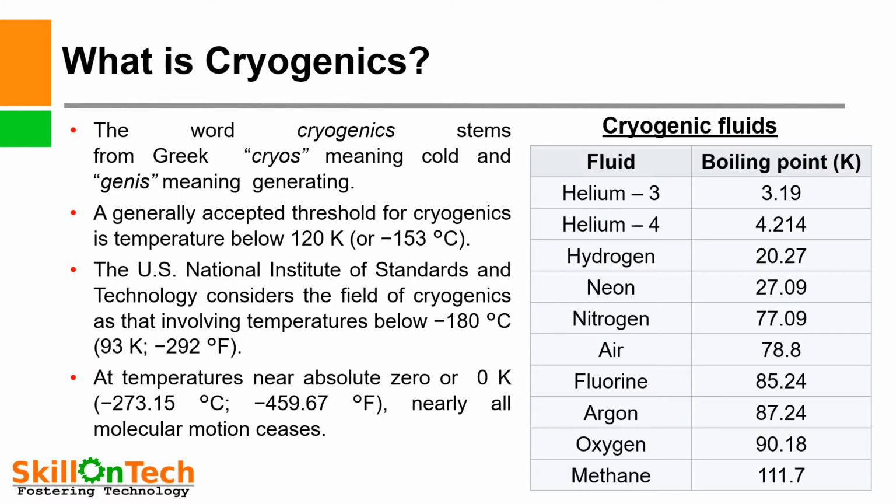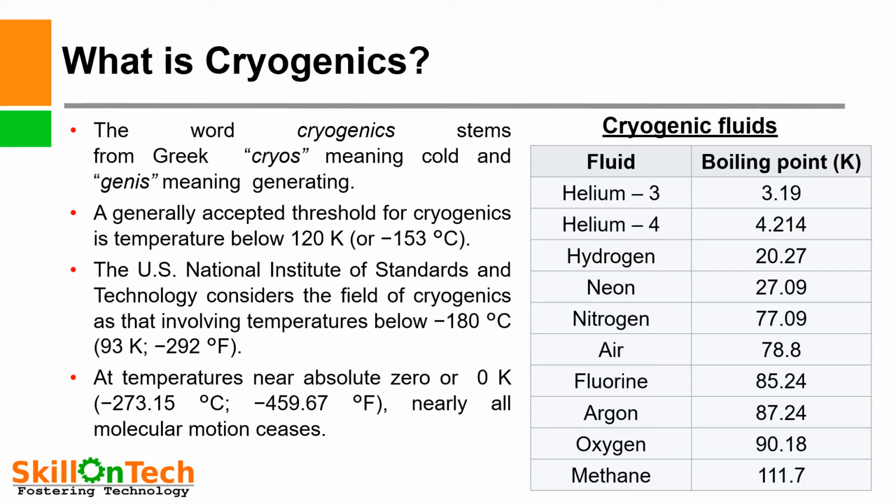What is cryogenics? The word cryogenics stems from Greek "cryos", meaning cold, and "genis", meaning generating. A generally accepted threshold for cryogenics is temperature below 120 Kelvin or minus 153 degrees centigrade. The US National Institute of Standards and Technology considers the field of cryogenics as that involving temperatures below minus 180 degrees centigrade, 93 Kelvin, or minus 292 degrees Fahrenheit.